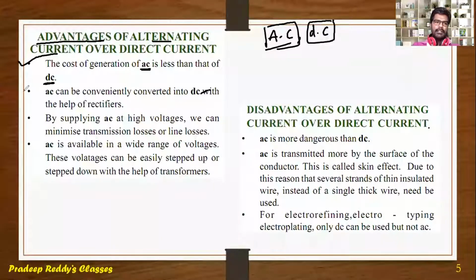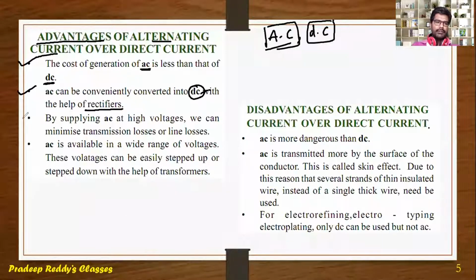The other advantage is that AC can be conveniently converted into DC. You can convert alternating current into direct current with the help of a rectifier circuit. You will learn about rectifiers in semiconductor devices. If you do not know the use of semiconductors, you can watch the video lectures on the YouTube channel. In semiconductor devices, I have explained rectifiers completely.